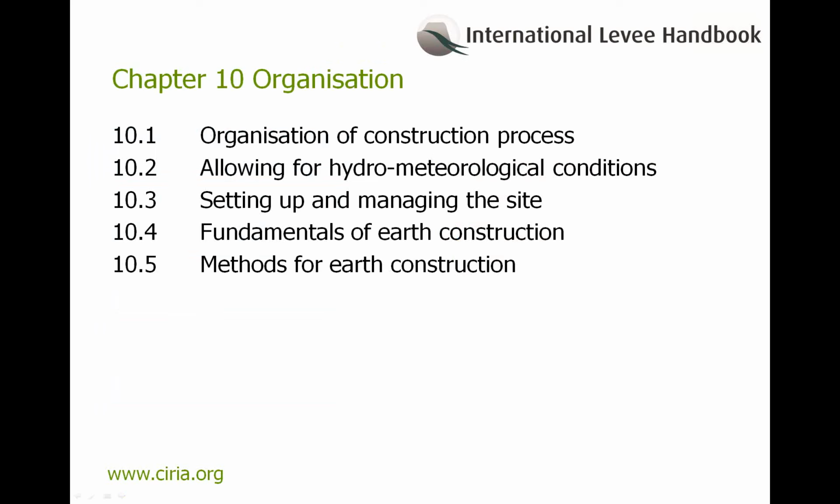Chapter 10 is divided in 5 sections. The first section is on the organization of the construction process. 10.2 describes allowing for hydro-meteorological conditions. 10.3 is on setting up and managing the site. 10.4 covers fundamentals of earth construction, and finally the methods of earth construction are described.